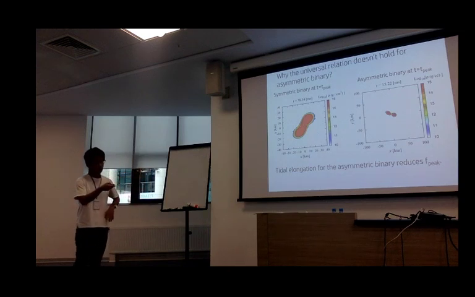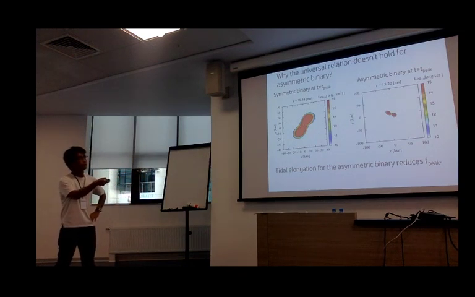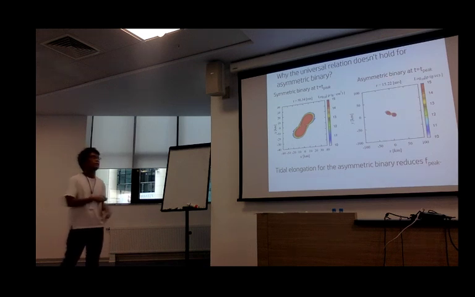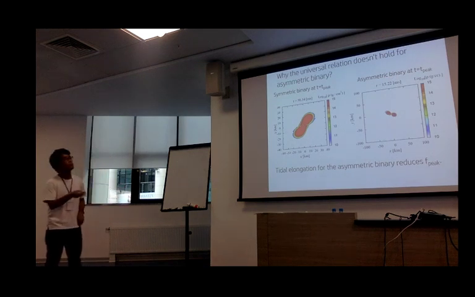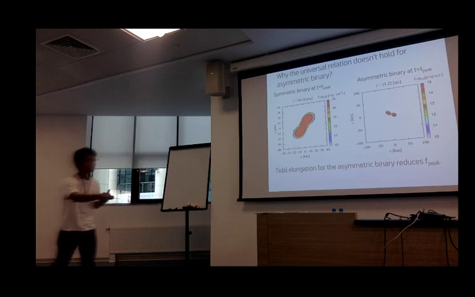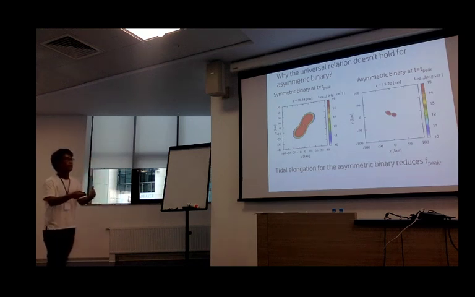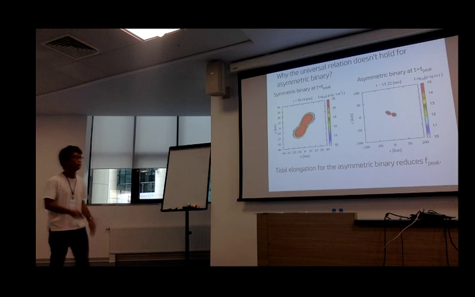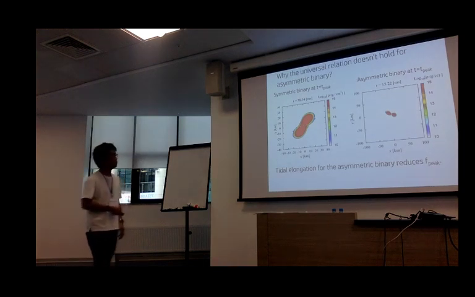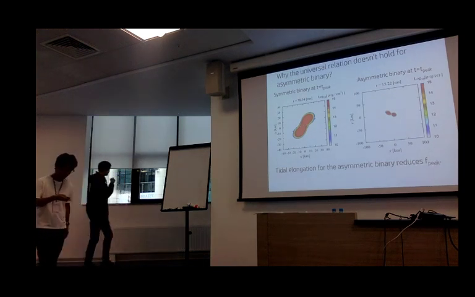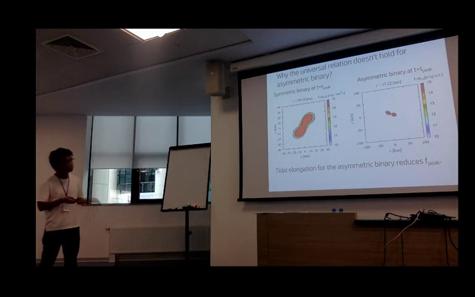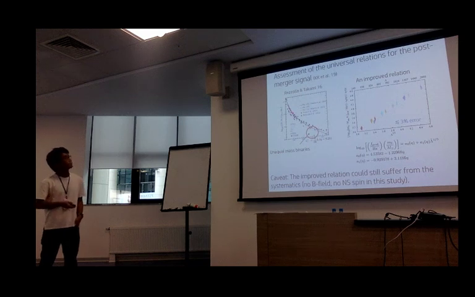On the other hand, for the asymmetric binary case, the less massive neutron star is tidally elongated. So when the two neutron stars get in touch, the separation between the two is large, which means that the peak frequency becomes low. This is why the universal relation breaks down for asymmetric binaries.